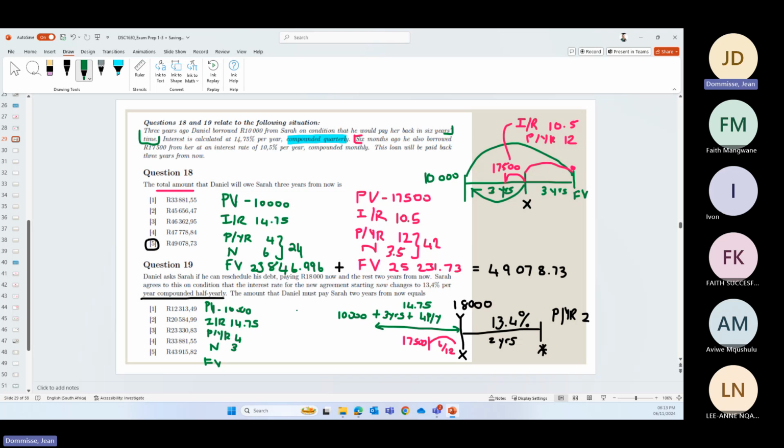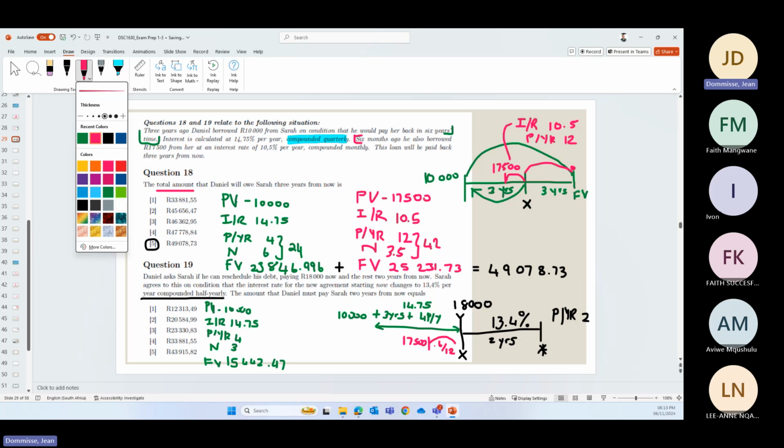So 10,000 present value, still 14.75 interest, 4 times per year for 3 years. That is 12 periods. And our future value then is 15,442.47. Again, not one there. Strange. I would have thought that they might give their option.